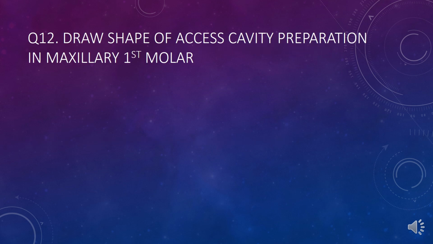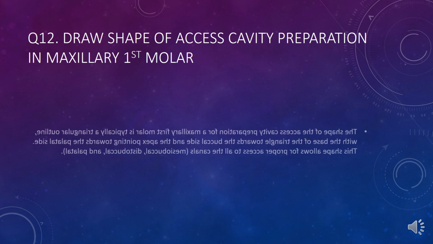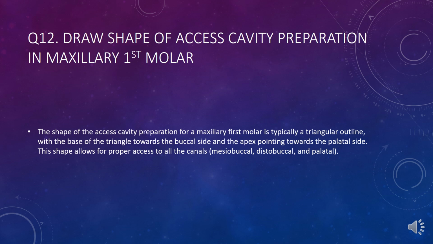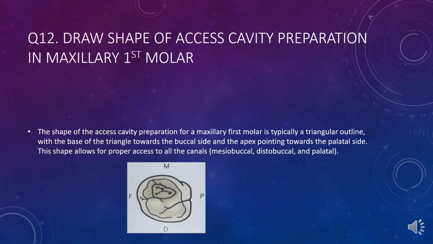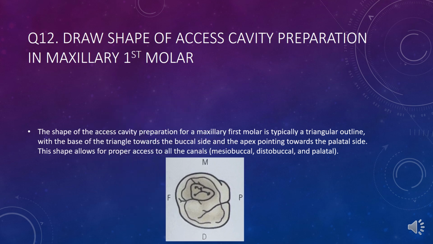Next question is draw shape of access cavity preparation in maxillary first molar. The shape of the access cavity preparation for a maxillary first molar is typically a triangular outline, with the base of the triangle towards the buccal side and the apex pointing towards the palatal side. This shape allows for proper access to all the canals, which is mesiobuccal, distobuccal and palatal canal.